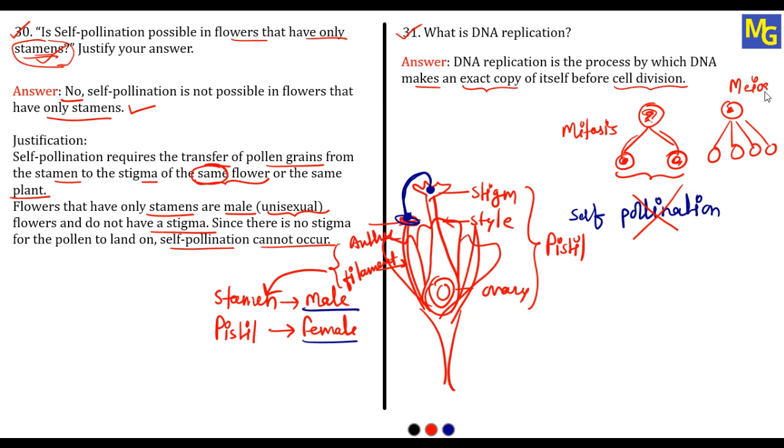Whatever it may be, mitosis or meiosis, remember whatever genetic material mother cell has, the same genetic material, one copy, will be transferred to all the daughter cells. So if you want to transfer the same copy to all the daughter cells, then that genetic material should prepare its exact copy first. So before cell division, first it has to prepare an exact copy, and that process is called DNA replication. Replica means exact copy. So I hope you understood the answer of this question number 31. These all questions carry 1 mark.